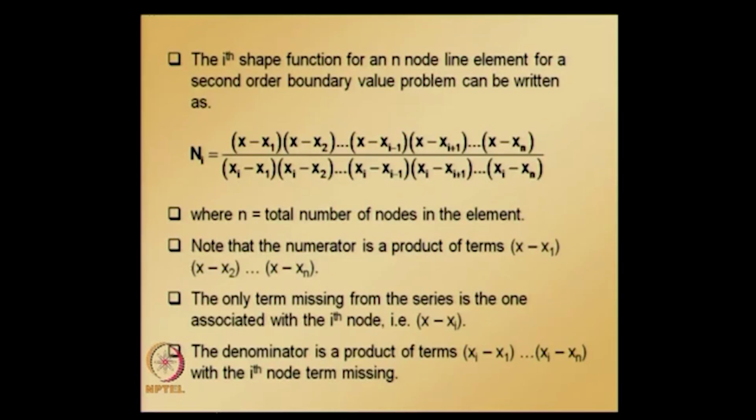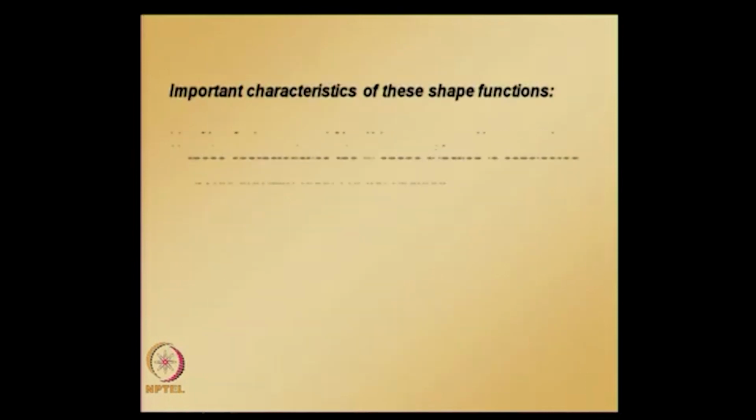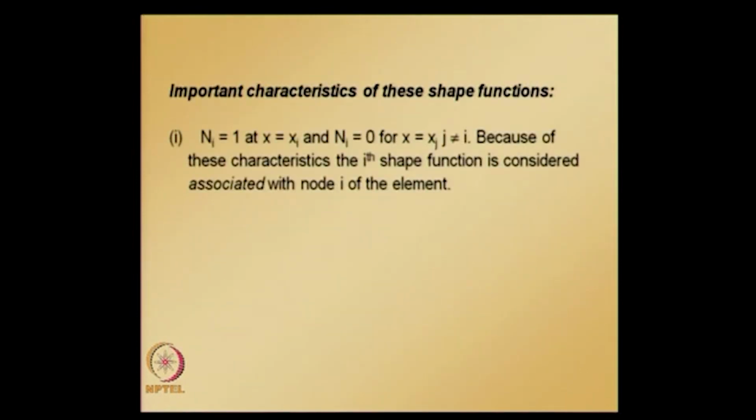And some of the important characteristics of these shape functions: Ni is equal to 1 at x is equal to xi, Ni is equal to 0 when x is not equal to xi, or x is equal to xj, j is not equal to i. Because of these characteristics, the ith shape function is considered to be associated with node i of the element.